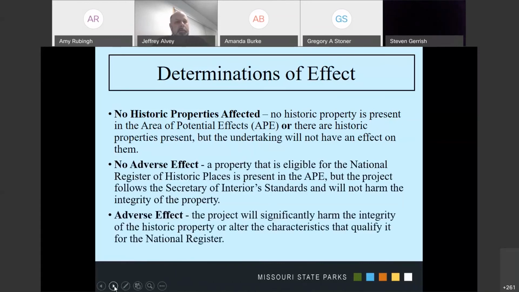And then the third is adverse effect. When we've arrived at this point, it means the project will significantly harm the integrity of the historic property or alter the characteristics that qualify it for the National Register.